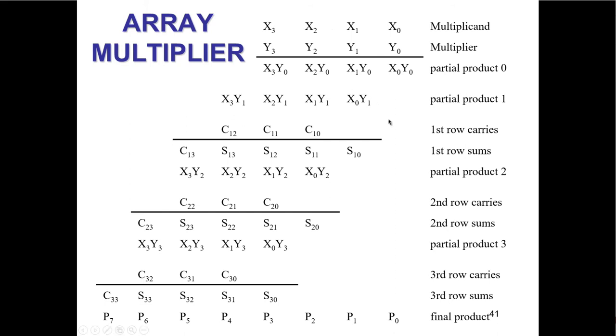Now, how do they do that? Well, you can see this is an AND function here. So we take x0 and y0 and we AND them together. And we take x1 and y1 and AND them together and so forth. This generates that first partial product. And then our next partial product is generated this way. And then we have first row carries that we have to add in. And then we get the first row sums. Then we have the next partial product, the second row carries, the second row sums, the third partial product, third row carries, third row sums, and the final product by carrying all these things down.